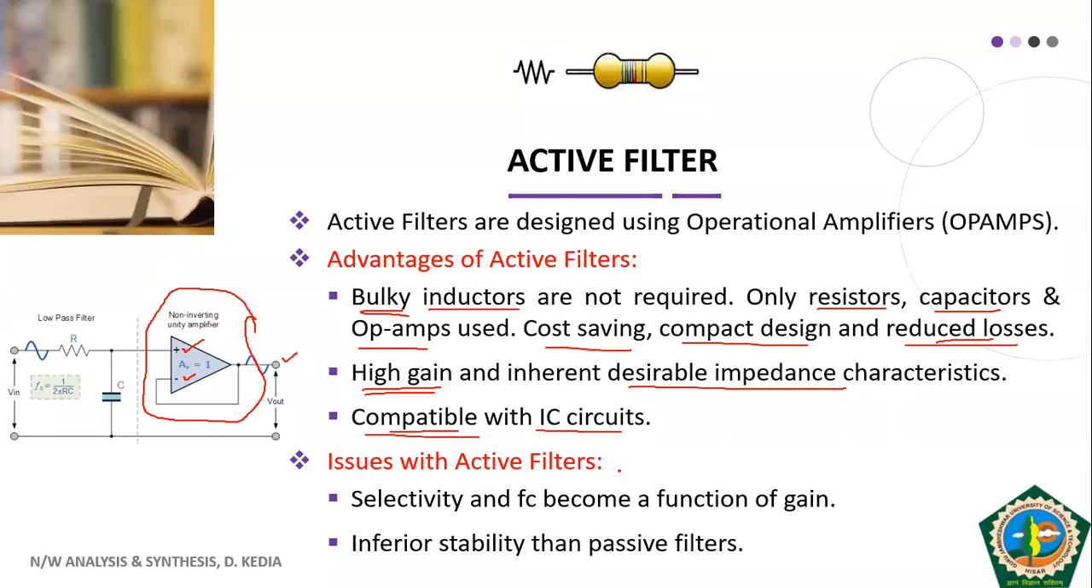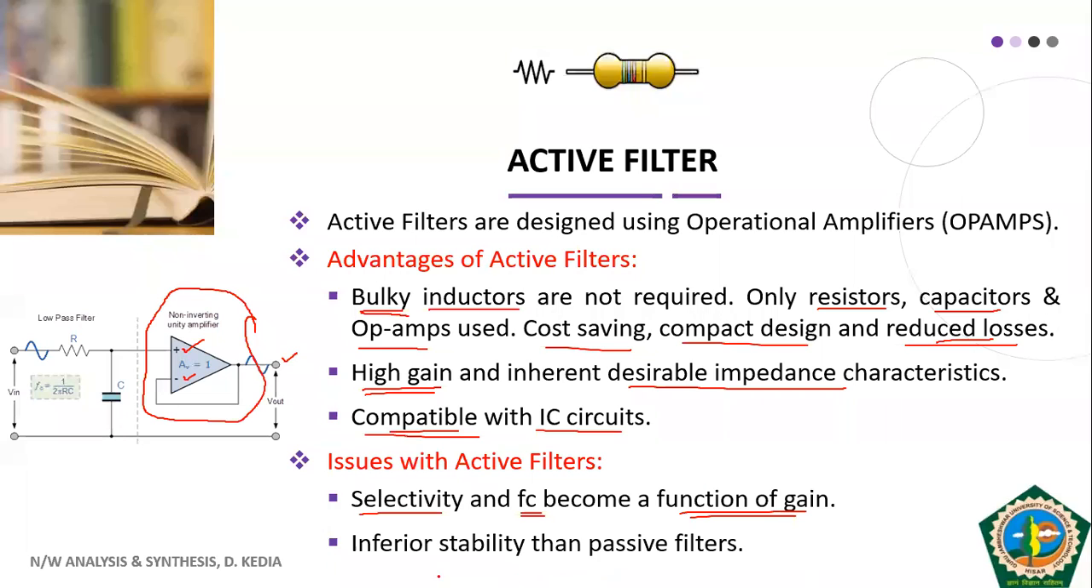Okay. Still we cannot say that active filters do not have any limitations. There are certain issues or limitations of active filters as well. We cannot have any filter which is perfect in all the sense. So in case of active filters, the selectivity and the cutoff frequency FC are the function of gain. Okay, so they become gain dependent. So as the gain varies, your cutoff frequency and selectivity of the filter changes.